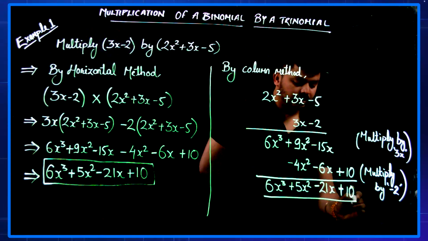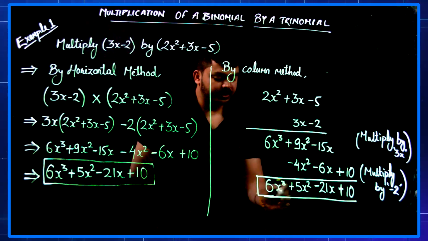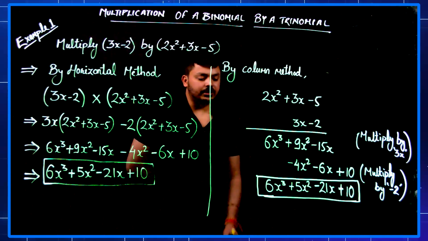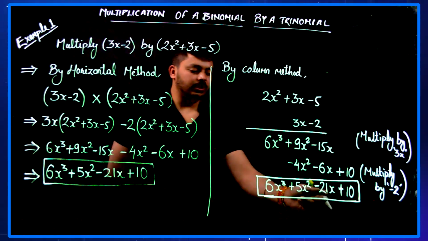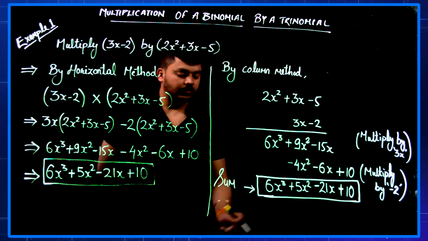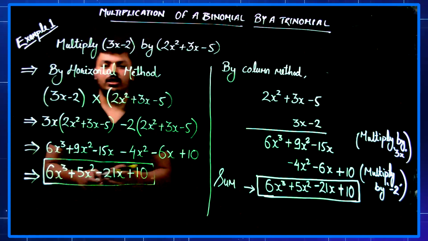Hence our resultant after multiplication by column method is 6x cube plus 5x square minus 21x plus 10. We have done the sum of the two, and hence we get our resultant that is equal in both the methods.